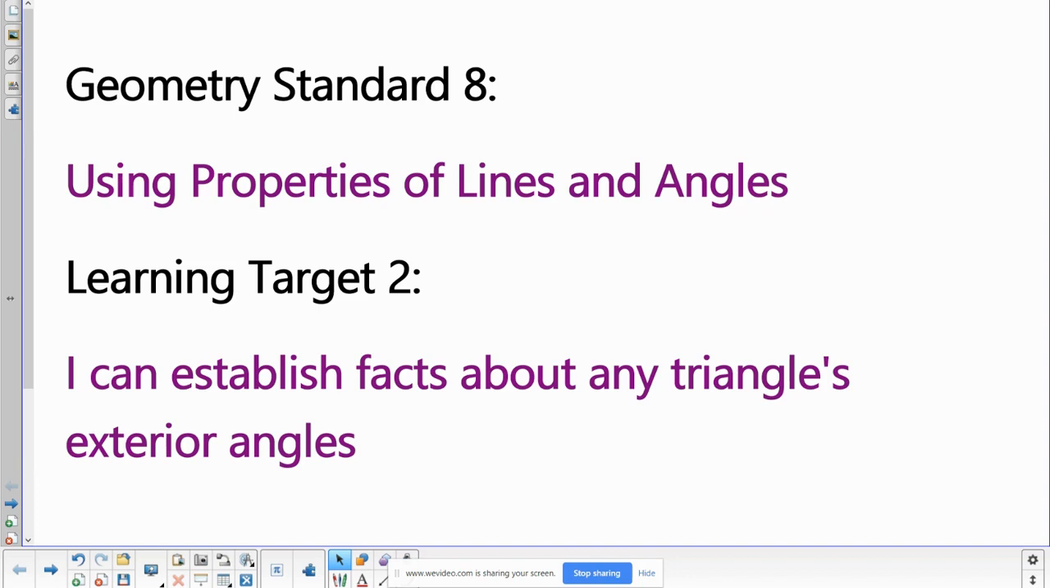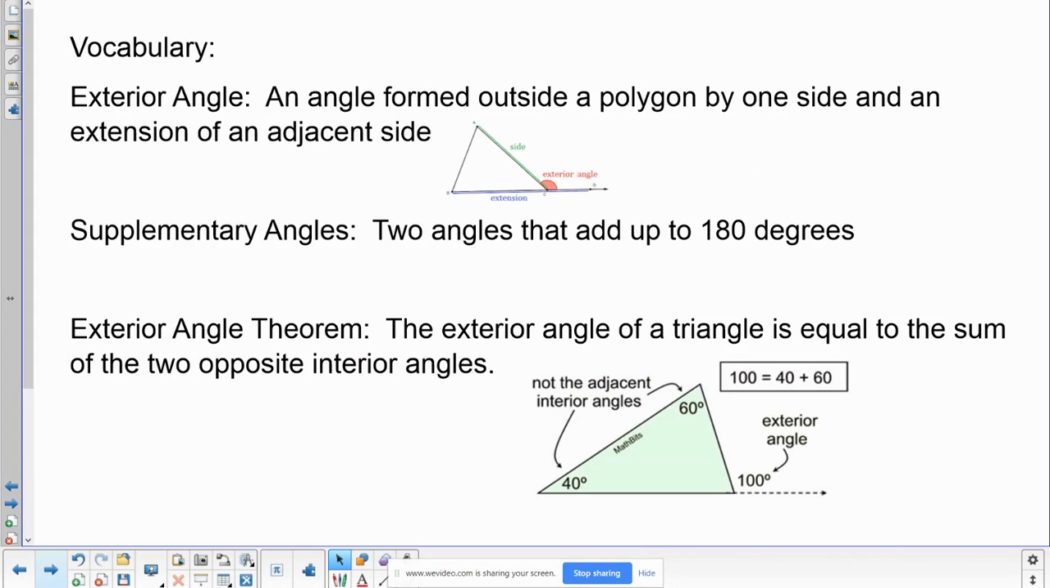Geometry Standard 8. Today we're going to look at Learning Target 2, and Learning Target 2 states that you can establish facts about any triangle's exterior angles. So in Learning Target 1, we looked at interior angles. Now we're going to look at the exterior angles that can be made off a triangle. To start with, we're going to do some vocabulary words.